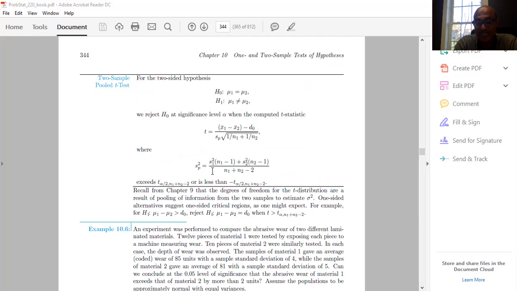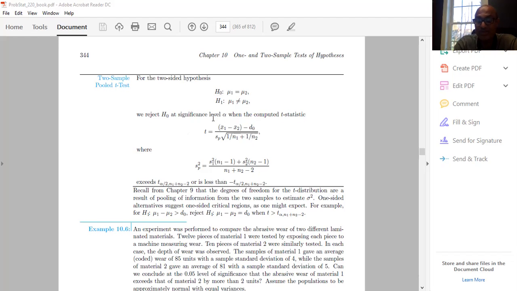This SP square is actually given by this one, because SP square is based on your sample standard deviations and both the sample sizes n1 and n2. So that's why you can write like this. And this n1 plus n2 minus 2, that is the degree of freedom. So V is nothing but n1 plus n2 minus 2, somewhere over here. I think it is mentioned over here.